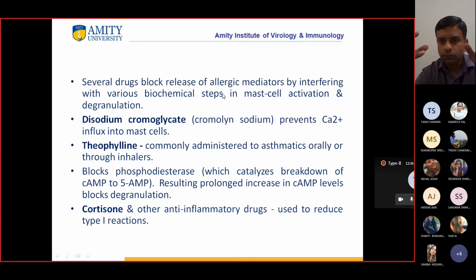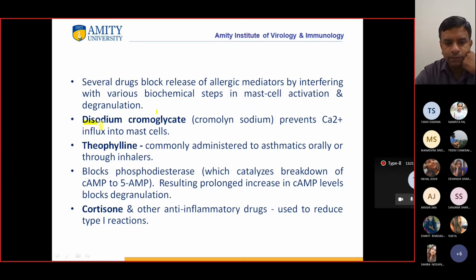Now, the problem is the release of that granular content. If you can avoid that content coming out, that is what you want, right? So there are several drugs which block the release of these allergic mediators by interfering with various biochemical steps in mast cell activation. So yesterday you saw that whole diagram, right? The biochemical steps in the involvement of degranulation. So if you can target those pathways, you can find some solution.